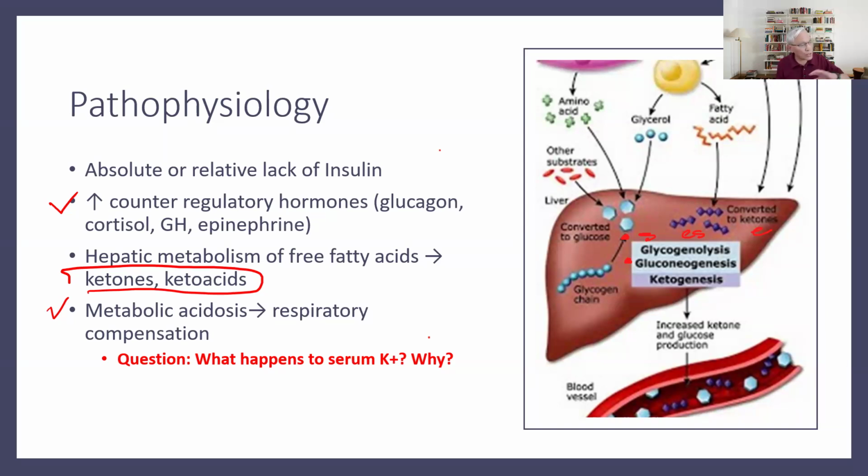All right, so pausing from what we had talked about, the pathophysiology of diabetes, what happens to serum potassium and why? Does anybody know? What happens to serum potassium when you have acidosis? It increases? Okay. Yes, okay. It increases in the extracellular space. Very good.